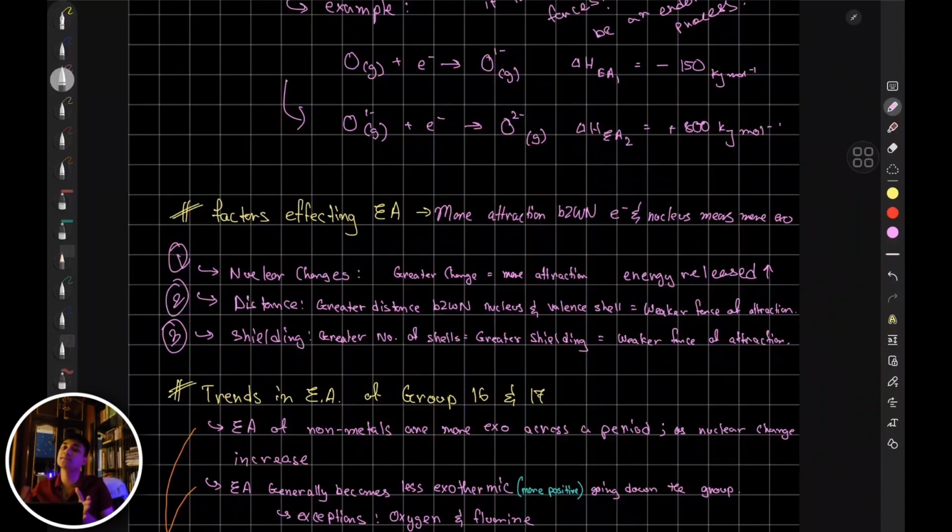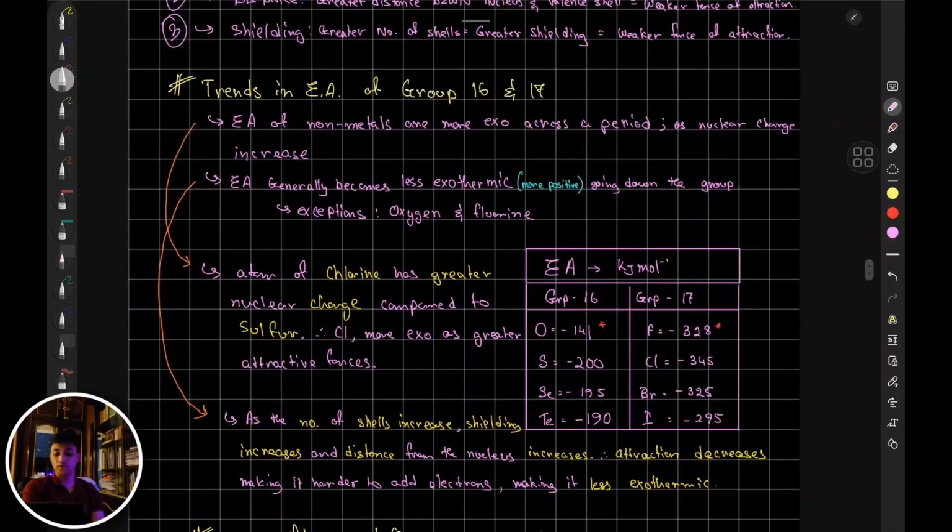If you have greater distance between the nucleus and valence shell, the power of the nucleus to attract the electron is going to decrease. As a result, the attractive forces will decrease, so the energy released will decrease. The energy released will decrease since the attractive forces are much lower now due to the greater distance. Shielding, if you have greater shielding, you're going to have greater repulsion. As a result, it's going to be harder to attract the electron, and the attractive forces will decrease. As a result, the energy released is going to decrease.